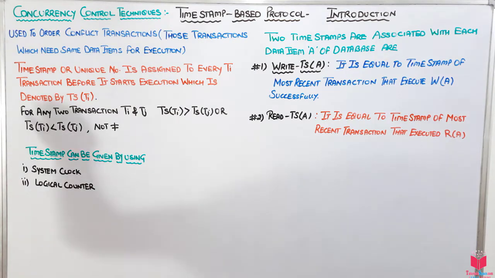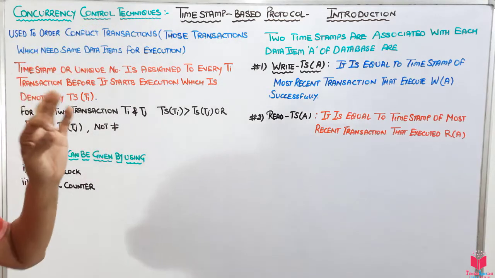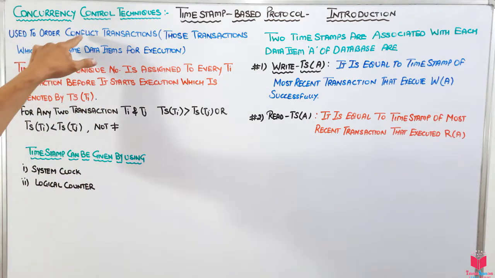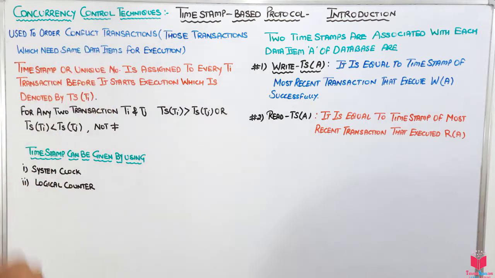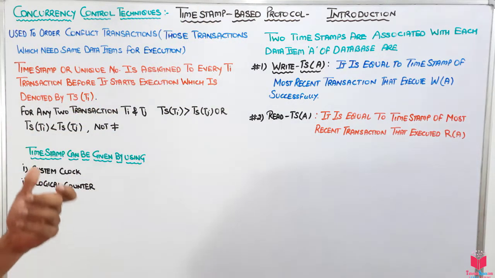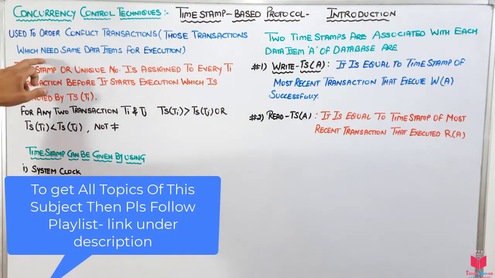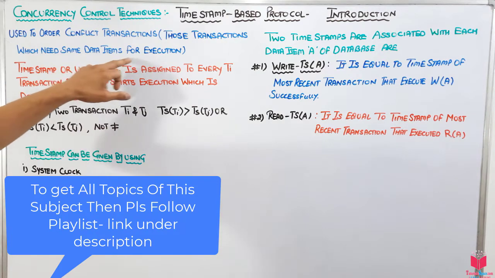Let's see. It is used to order conflicting transactions. Where do we have to use this? When we have some conflicting transactions and we want to order them, then we use this timestamp based protocol. But what exactly are conflicting transactions? Those transactions which need the same data items for execution.